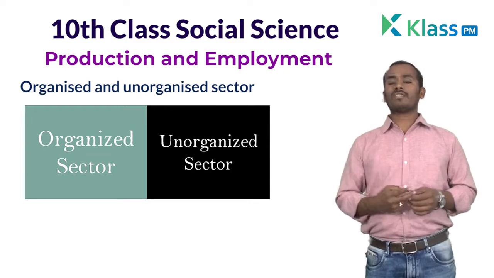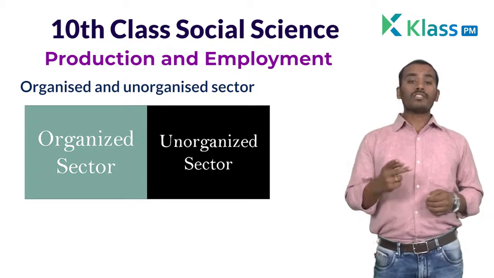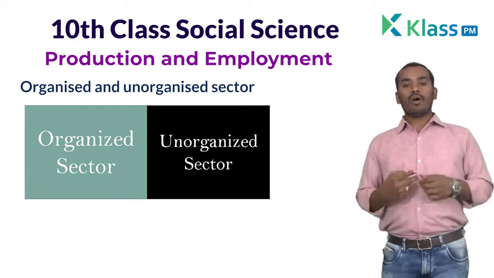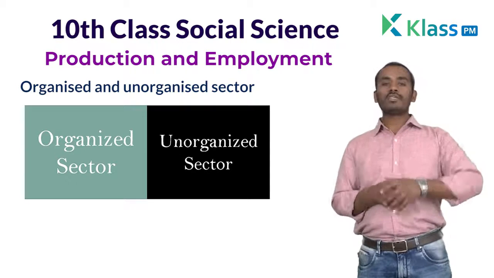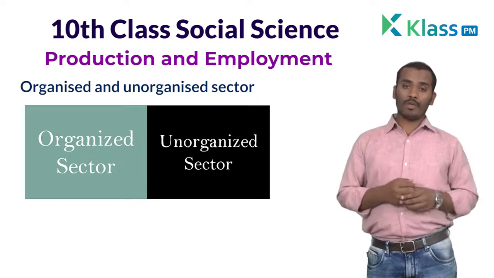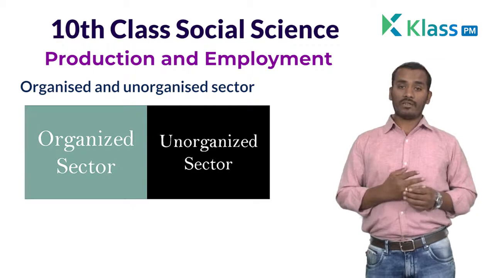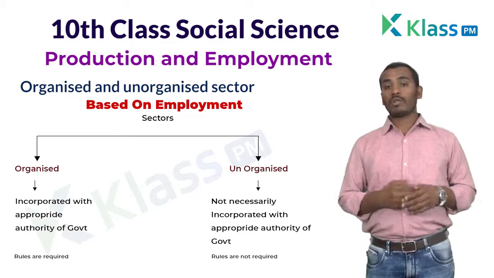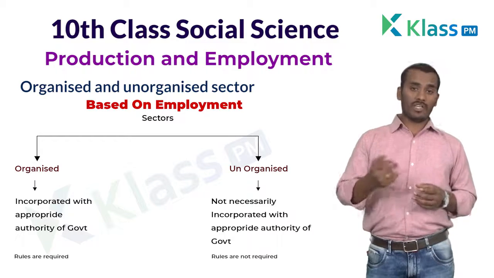What is this organized and unorganized? Organized sector and unorganized sector. These are the two important sectors under which all the occupation structure falls. They are the two different sectors which deal with the workers. What type of workers? Say for example, the organized sector.